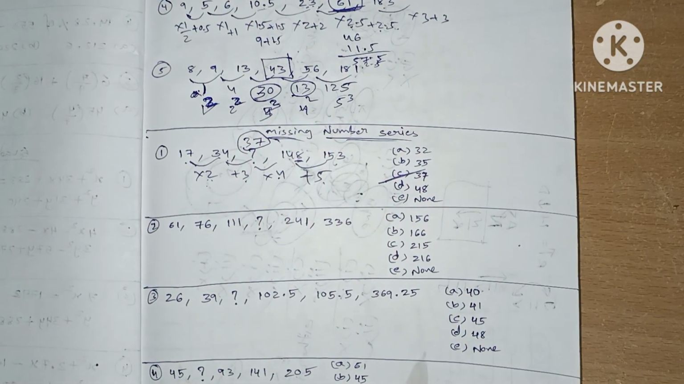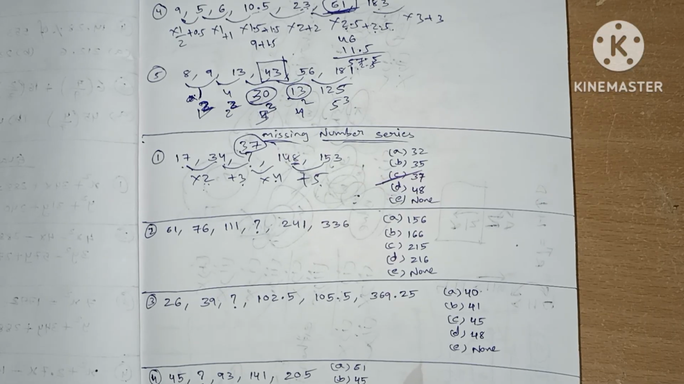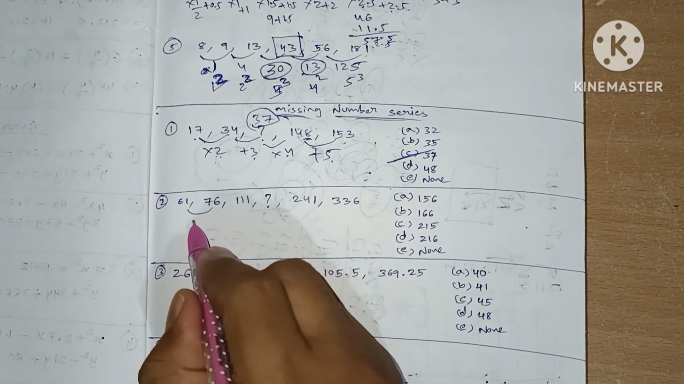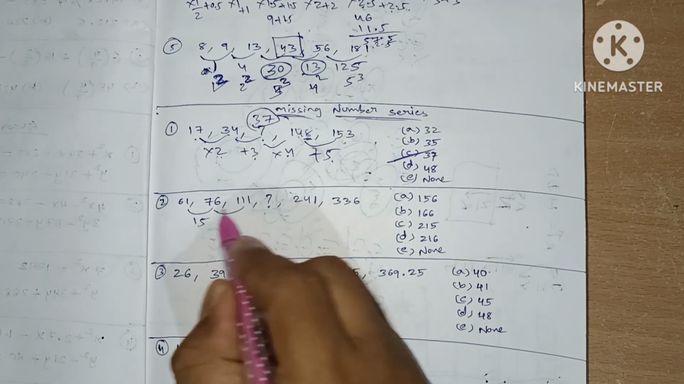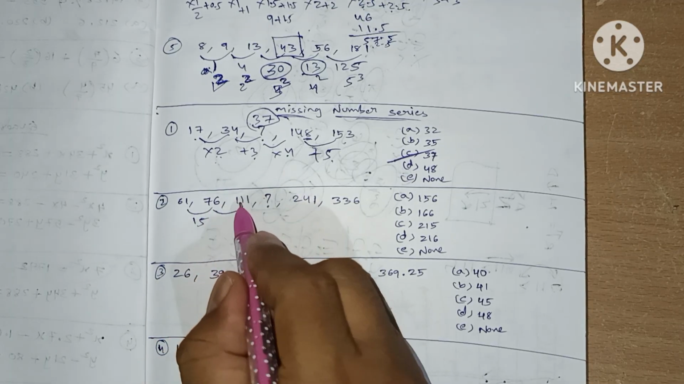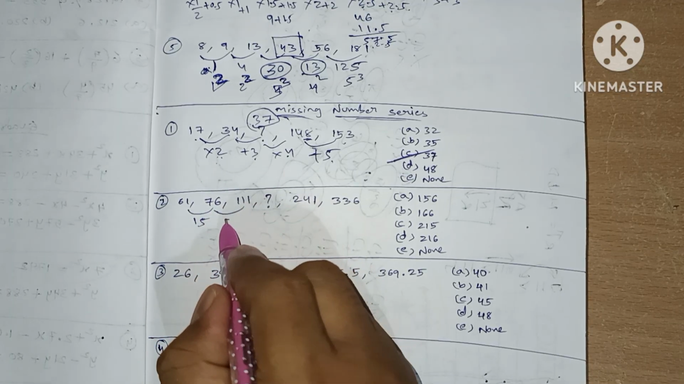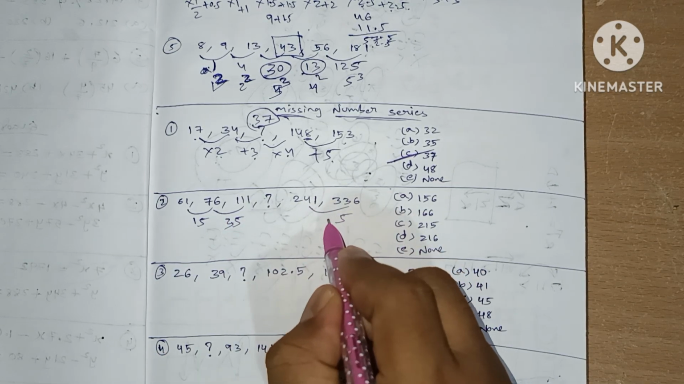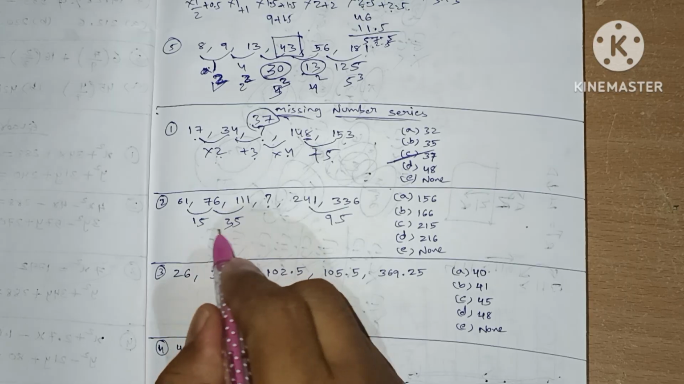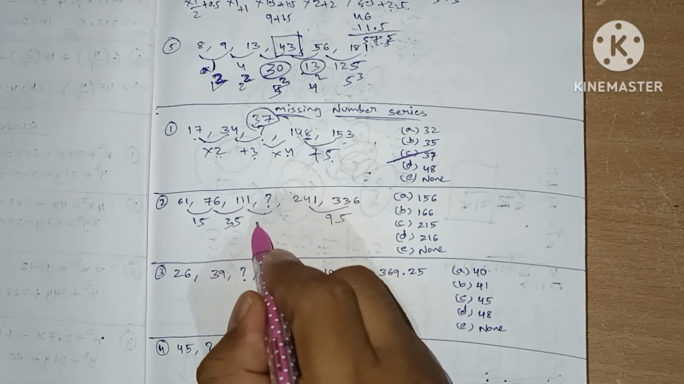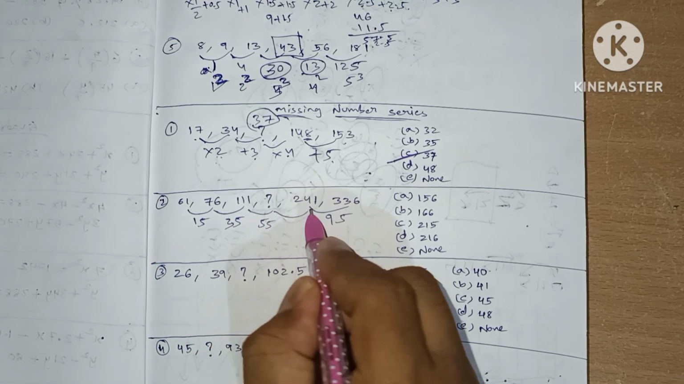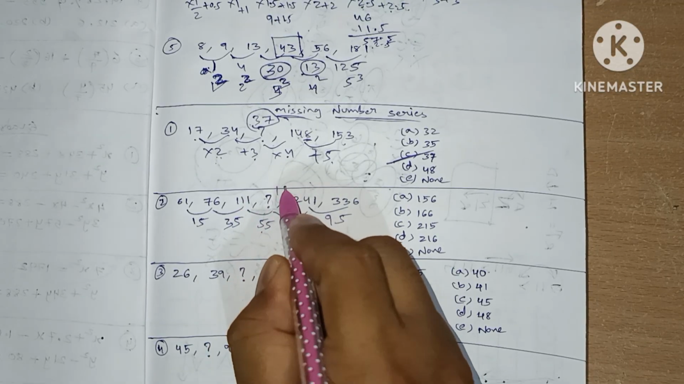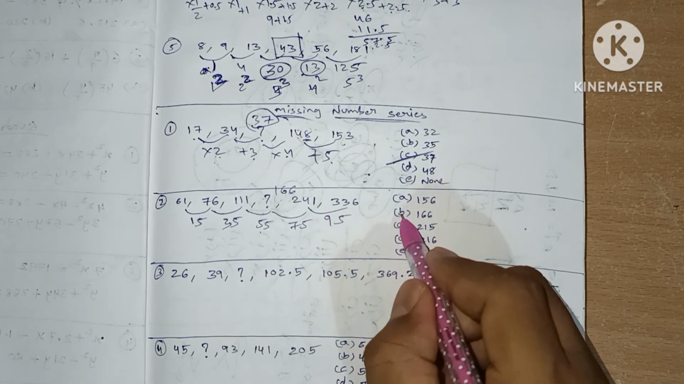Next, second question. Here we see a difference of 15. Here the difference between these two is 24. 24 plus 11 will be 35. Here we see a difference of 5, 9. So the double difference is 20. So it must be 55. Here it must be 75. So 111 plus 55 will be 166. So answer is option B.